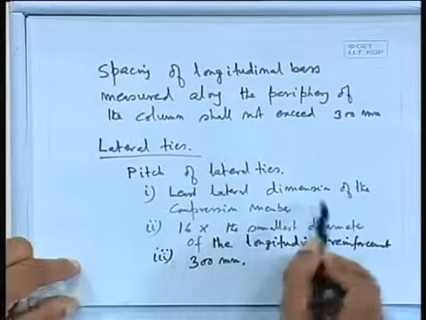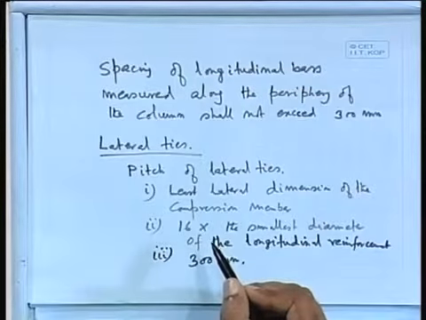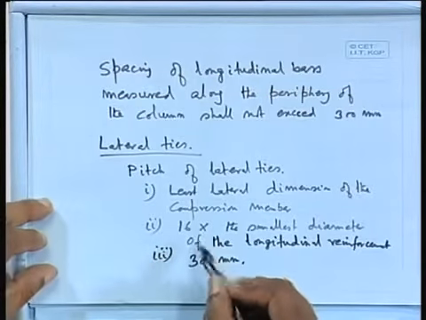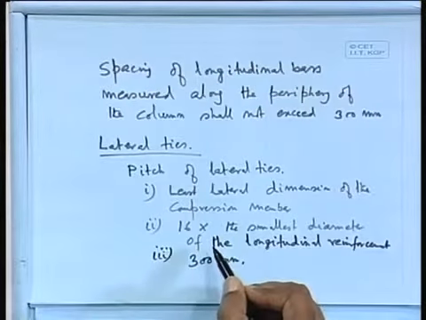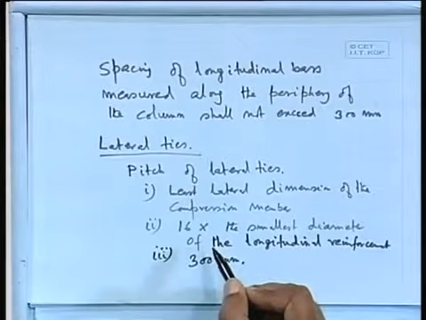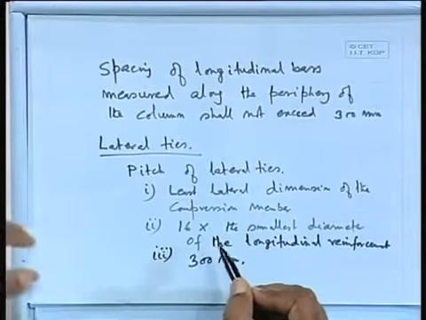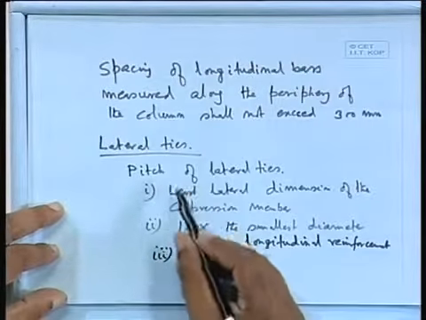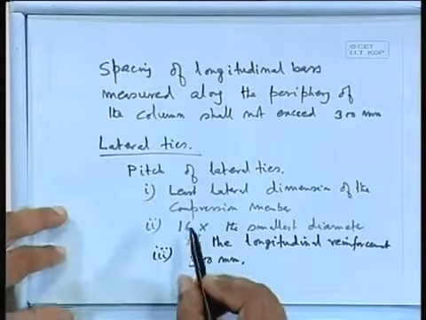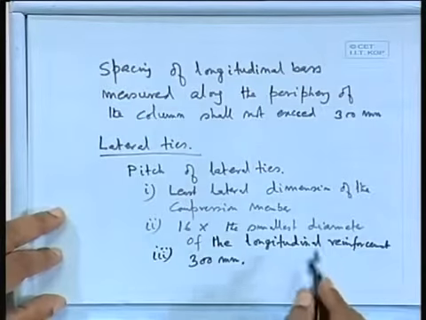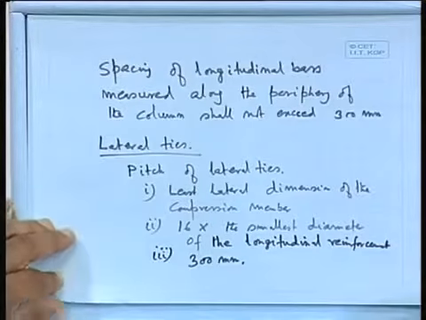So we have the least lateral dimension, that is one case. Then another one, whatever longitudinal diameter you have provided, multiply the smallest with 16. If you have 12 millimeter, 16 millimeter like that, you take the smallest diameter and find 16 times of that. Or 300 millimeter; out of this, whichever is the minimum you have to provide. So this is your lateral tie pitch or spacing.